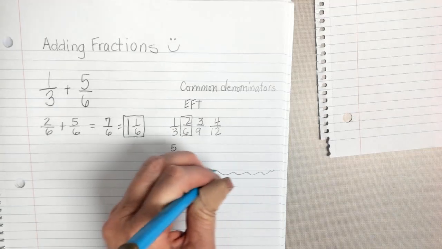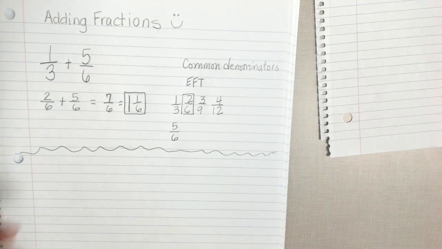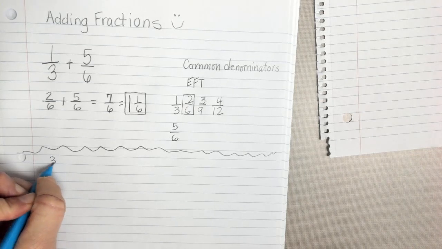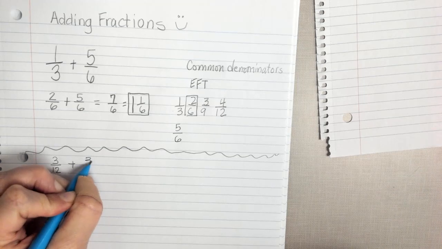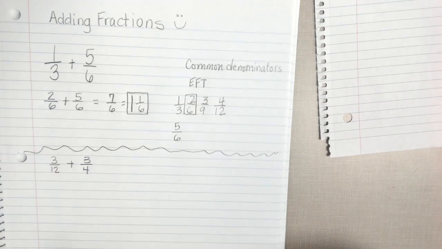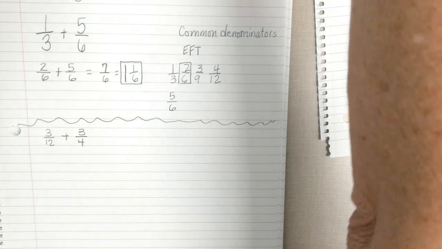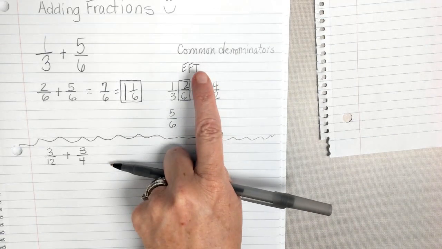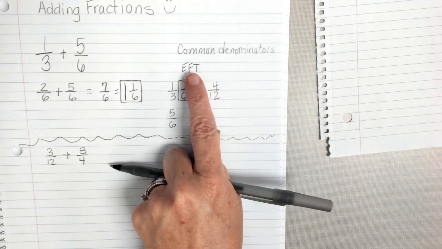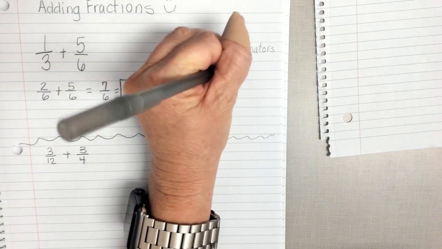Let's draw a little squiggly line. And let's add these fractions. The next one that I want you to put in your notes is 3/12 plus 3/4. This time, instead of making an EFT, what I'm going to show you is our friendly number 1, in case you have forgotten. So not only can we find common denominators by making an EFT, we can use our wonderful 1.